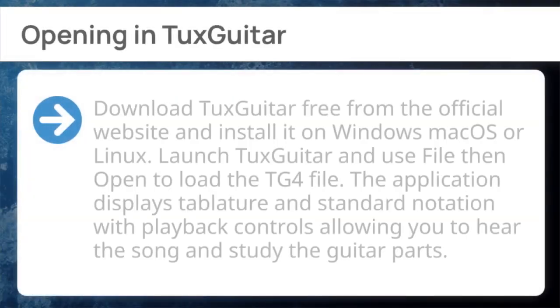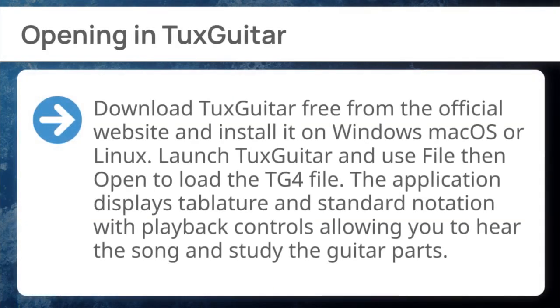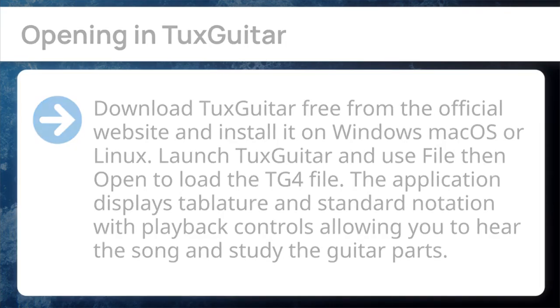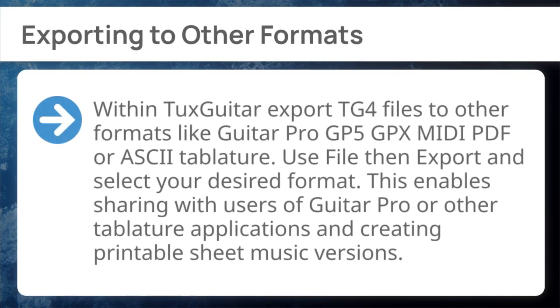First, opening in TuxGuitar. Download TuxGuitar free from the official website and install it on Windows, macOS, or Linux. Launch TuxGuitar and use File then Open to load the TG4 file. The application displays tablature and standard notation with playback controls allowing you to hear the song and study the guitar parts.